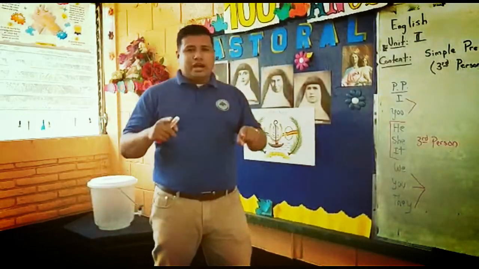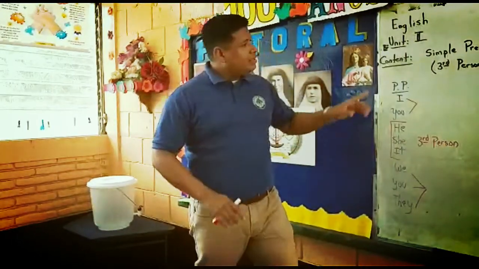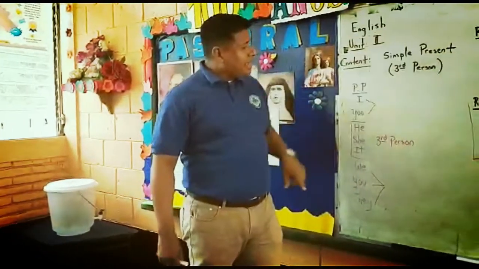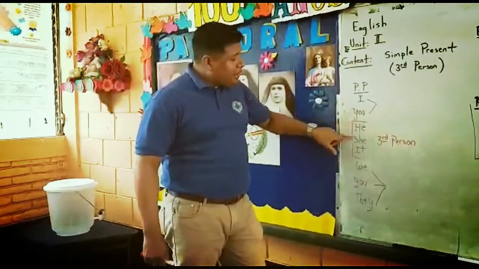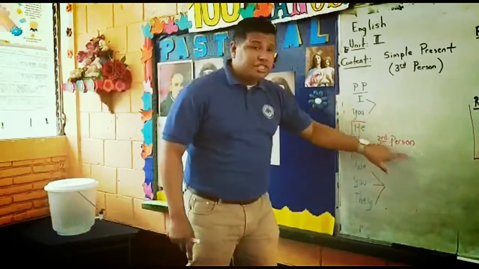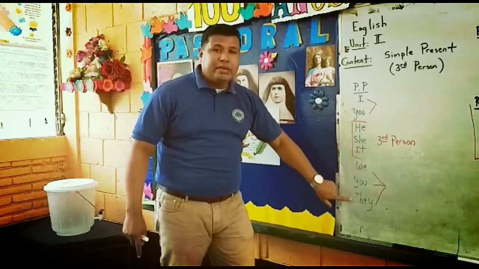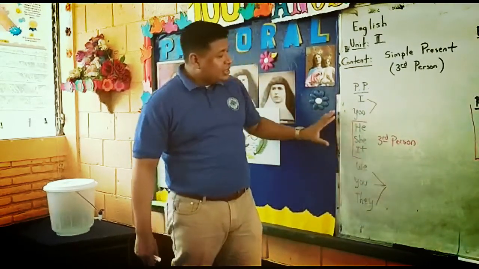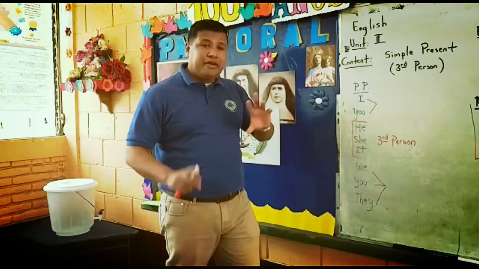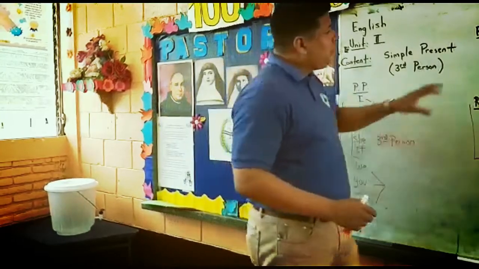So we're going to start with unit number 2. We're going to study the simple present. Simple present is to change the verb in the third person. Remember, the verb doesn't change in the first and second person, and we, you and they. They don't change. They only change with the third person. So we're going to study the following rules to complete this kind of exercise. Okay, let's move on here.